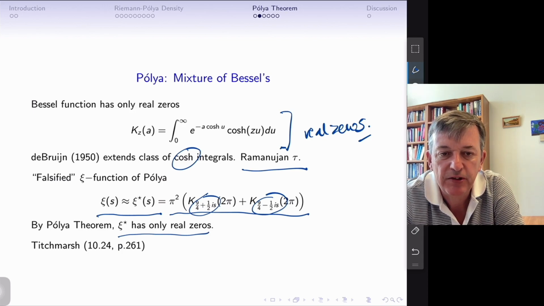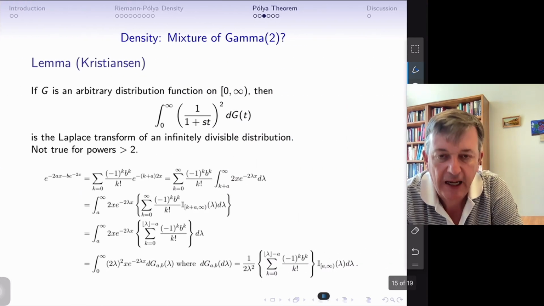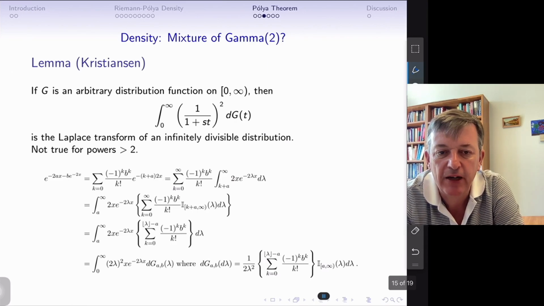So that was his hope, that you could take the Riemann psi function and essentially approximate it by a mixture of Bessels and essentially show that it only has real zeros. Okay. Now, how can we add to that?